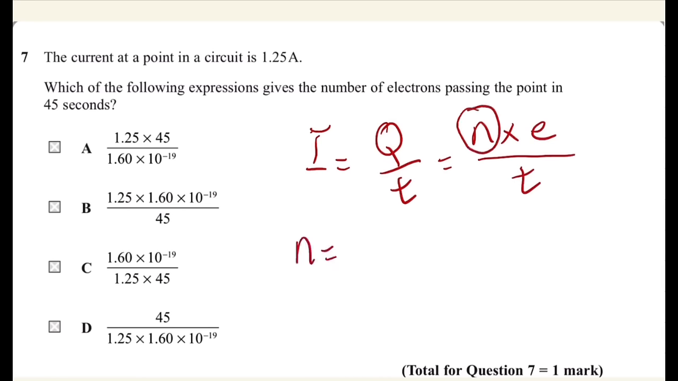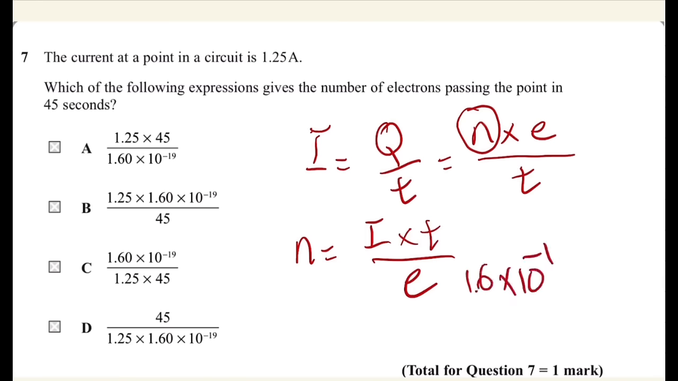So the number, by cross multiplication, equals I times T over e. So I'm looking for the multiplication of the current and the time divided by the value of the charge, which is 1.6 times 10 power by minus 19.